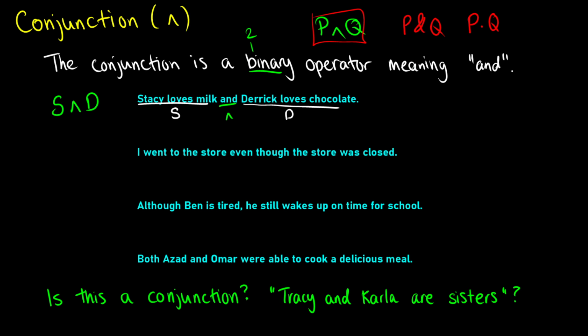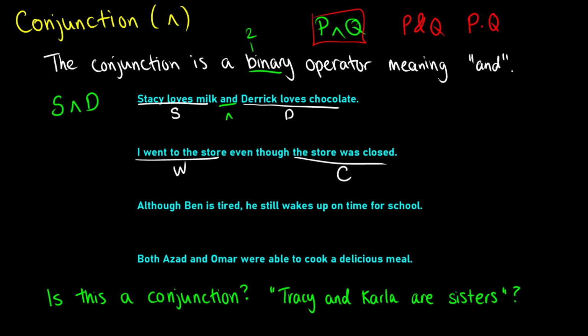The second example, I went to the store even though the store was closed. So let's take a look for our simple sentences. First we have, I went to the store. So I'm going to call this W for went, even though the store was closed. So our second simple sentence here is the store was closed. So I'm going to call this C for closed.